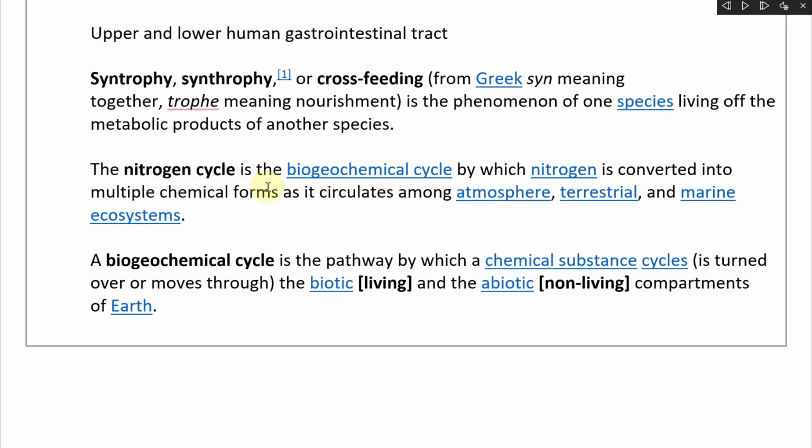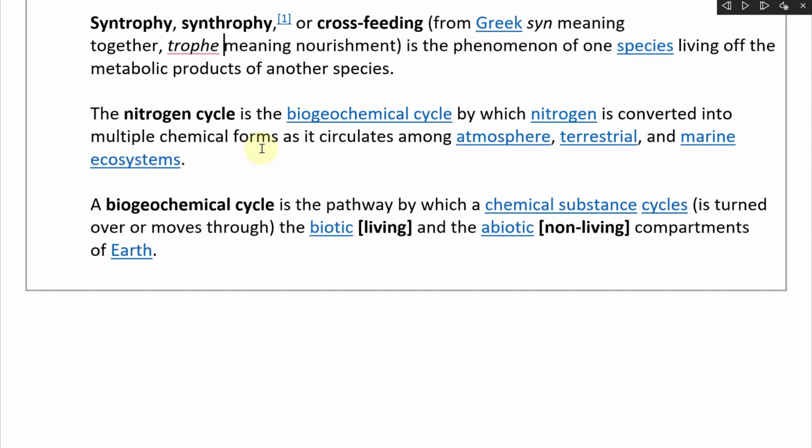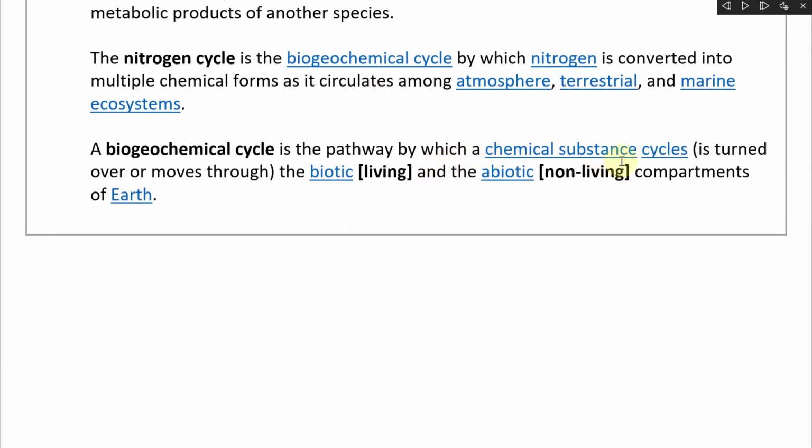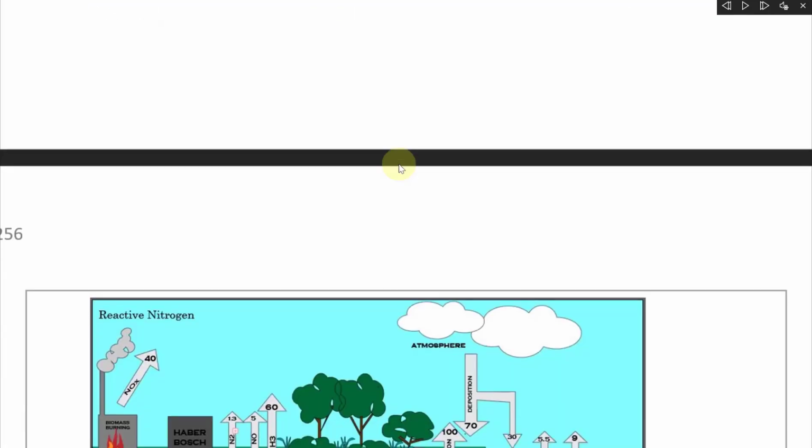The nitrogen cycle is the biogeochemical cycle by which nitrogen is converted into multiple chemical forms as it circulates among atmosphere, terrestrial, and marine ecosystems. Terrestrial is land, marine is water. A biogeochemical cycle is the pathway by which a chemical substance cycles, in other words, is turned over or moves through the biotic, or living, and the abiotic, or non-living, compartments of Earth. The nitrogen cycle goes in and out, so it circulates around.